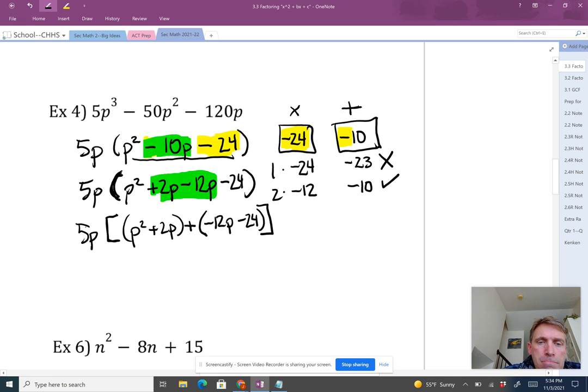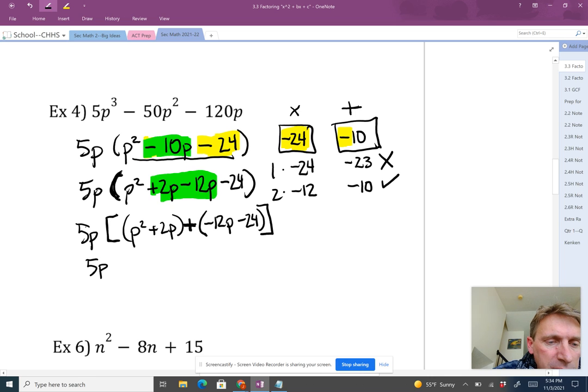And make sure that you always put a plus sign in between the parentheses. On that minus 12p, you might be tempted to put the minus on the outside of the parentheses, and you're probably going to make a mistake when you do that. So don't put the negative out there. Make sure you put a plus sign. We've added a plus sign in there, but the minus that was on the 12p is still on the 12p.